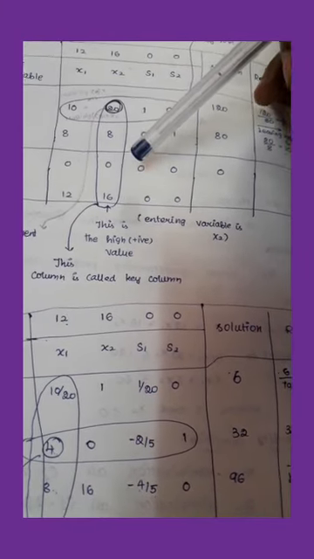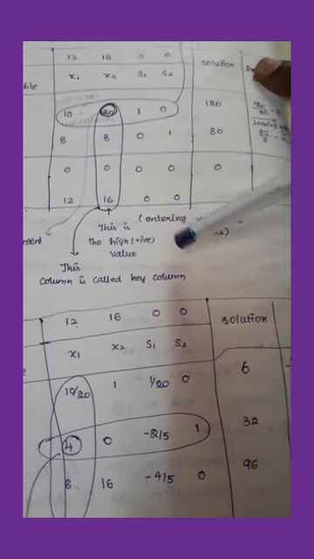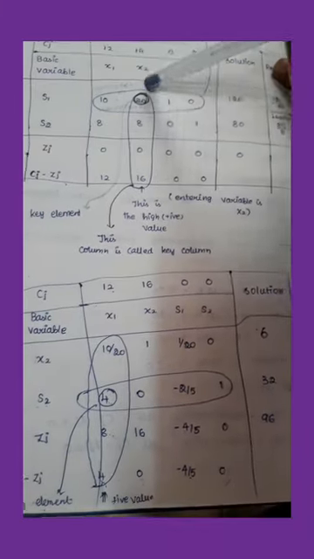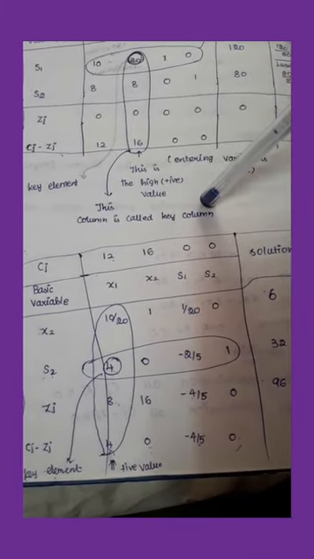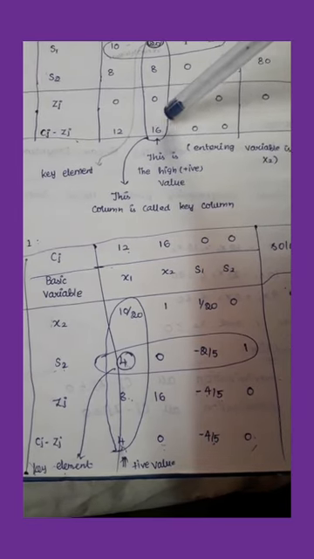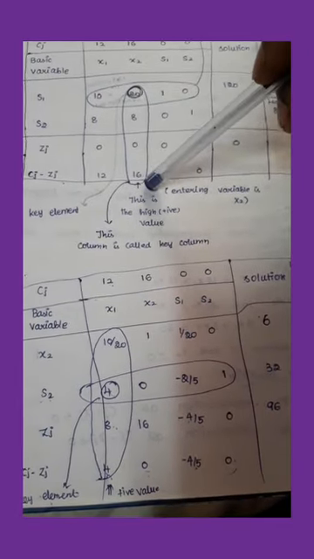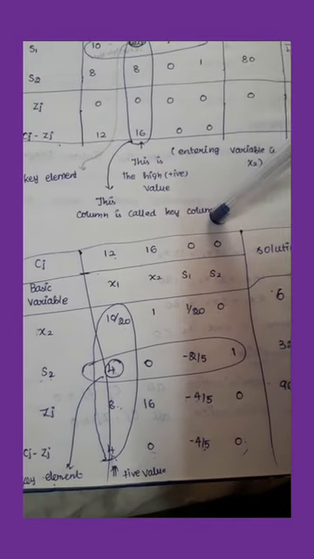So what we need to do is find two things. We need to find the key column and then the key row, and then we should find the pivot element. First, how should we find the key column? After finding the cj and then the cj minus zj values, we need to find which one has the maximum value. So 16 is the maximum value, see the corresponding column. The corresponding column's basic variable is x2, so this is the highly positive value, and we will call that the key column.